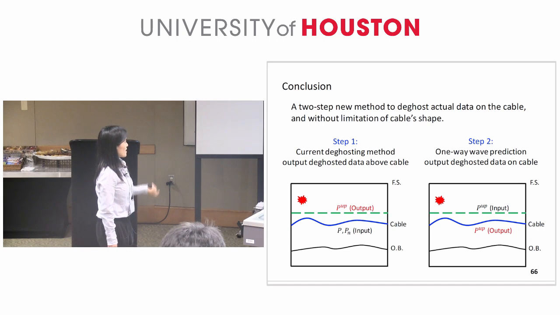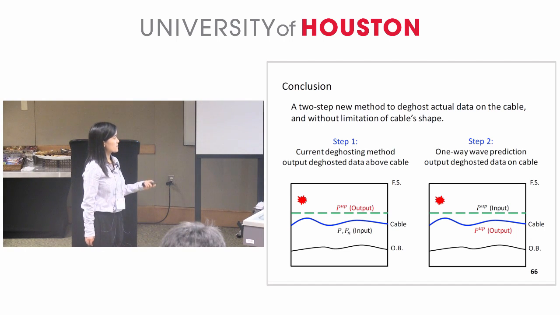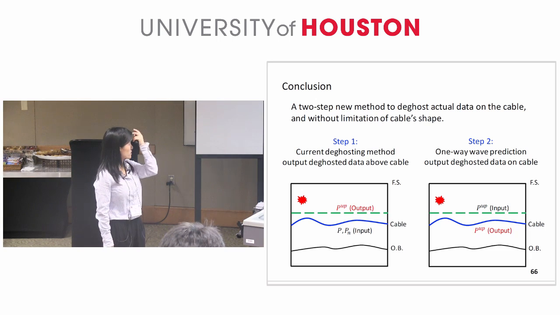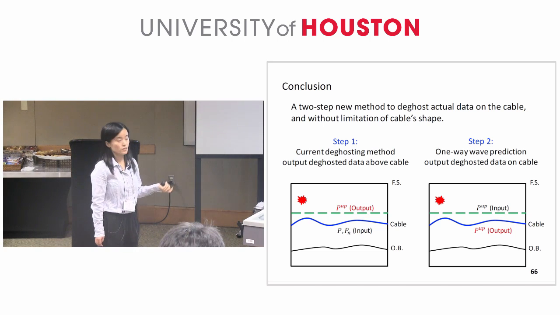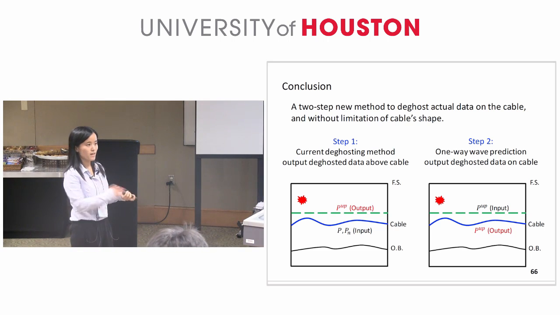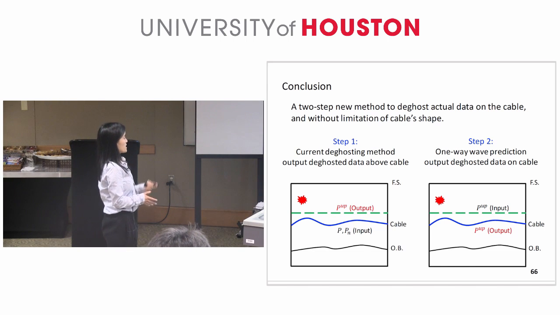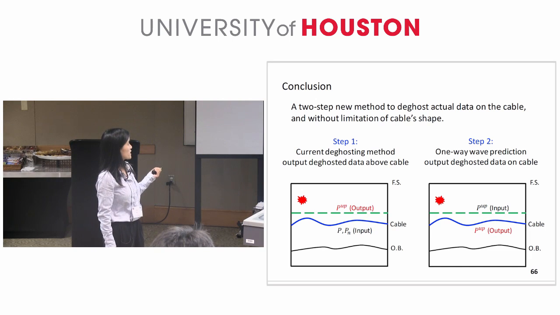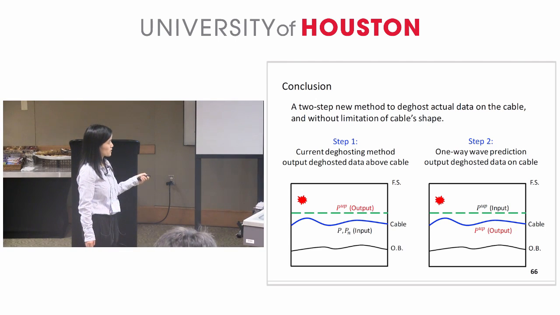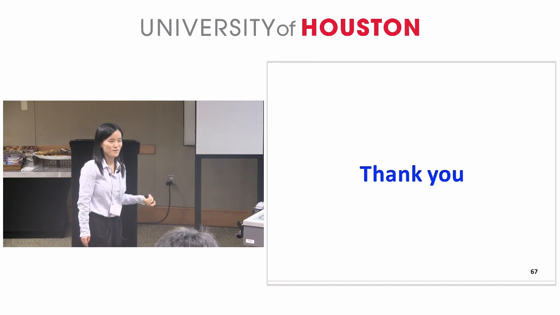Okay, so next I like to use these two simple schematic diagrams to draw the conclusion here. In this talk, we show you a new method with 2 steps to deghost the actual data on the cable, and without assuming the cable to be horizontal. Actually, it can be with a random shape. In the first step, we actually take the current deghosting method to predict the deghosted data at a depth above the cable. Then the second step is we use the one-way wave prediction to predict the deghosted data right on the cable. Okay, thank you.